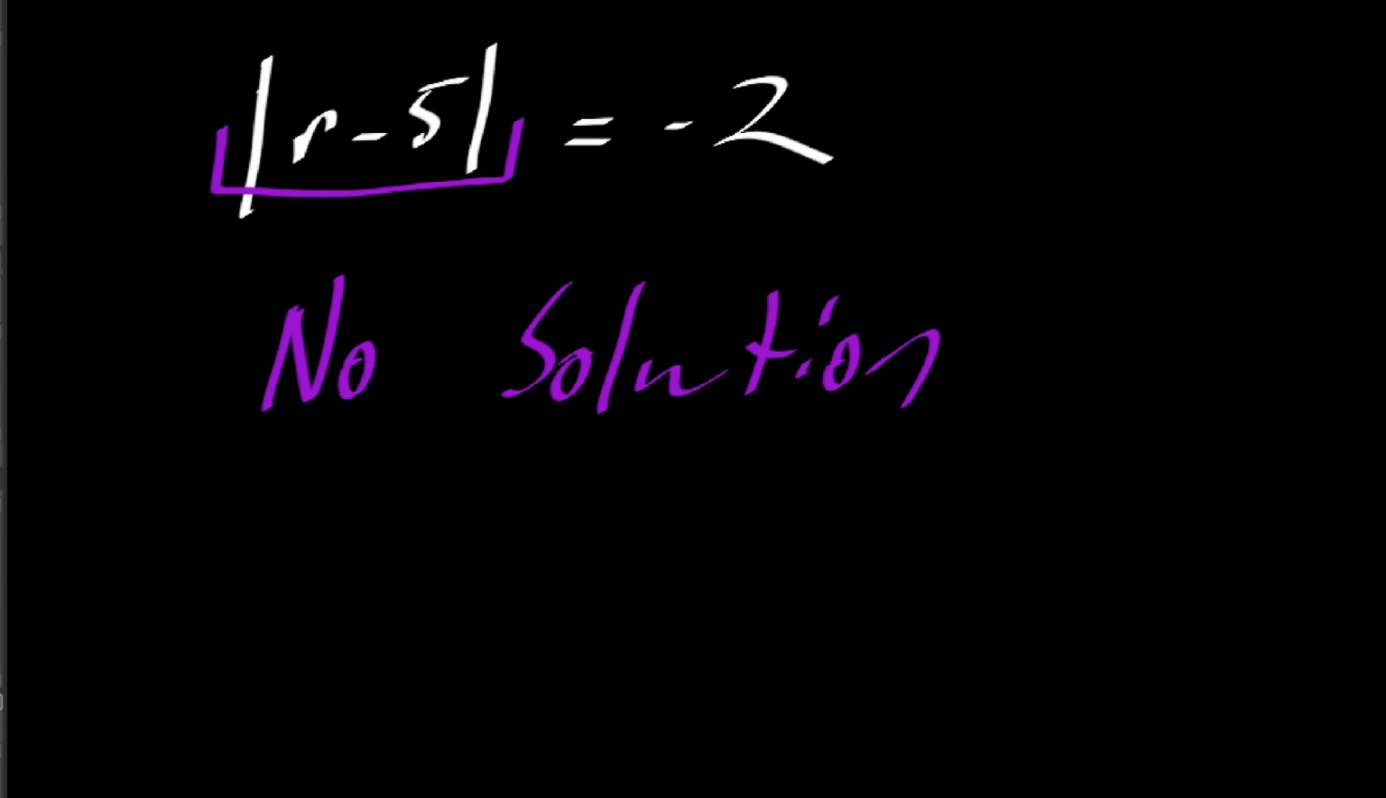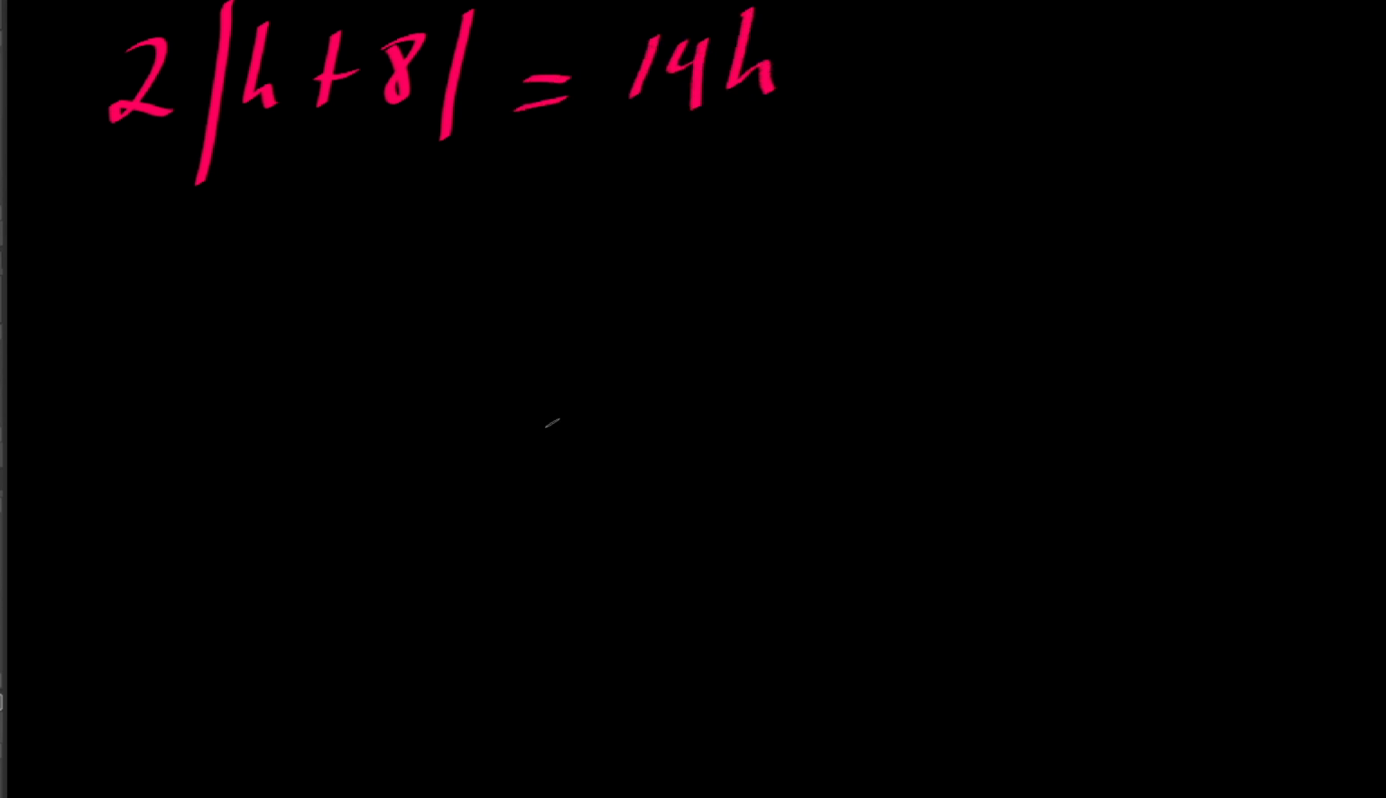All right, let me show you one more example just to show you an example with an extraneous solution. I'll just give you an example real quick. I won't even make you do this one. I'll just show you the quick version. All right, let's say I had 2 absolute value h plus 8 equals 14h. Now that seems a little odd because of the h over here, but it really doesn't change much.